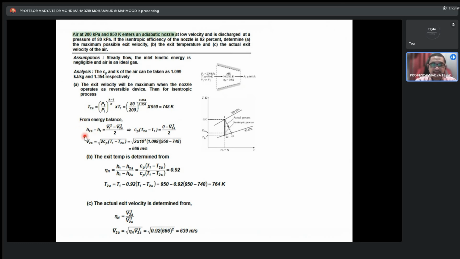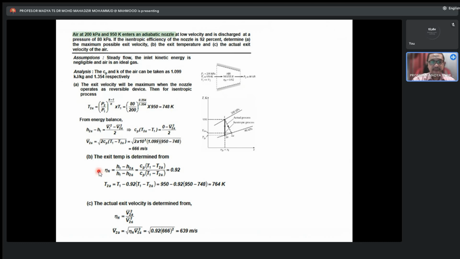So from energy balance, you will find the equation will become h2 minus h1. When you neglect all the kinetic and potential energy, work and also the heat in the equation, it will become like this. From here you will find the velocity at state number 2, which gives 666 meters per second. Okay, because firstly we want you to find the exit velocity.